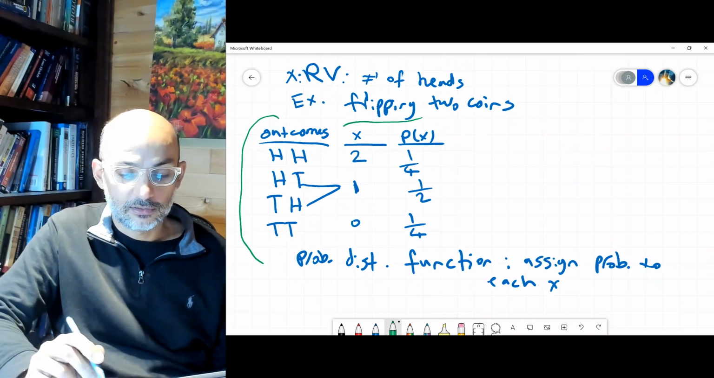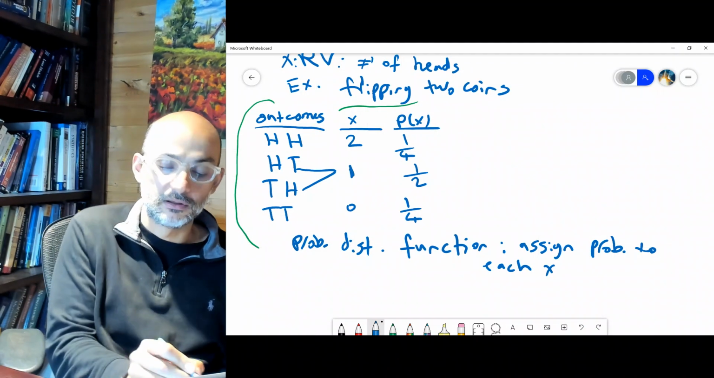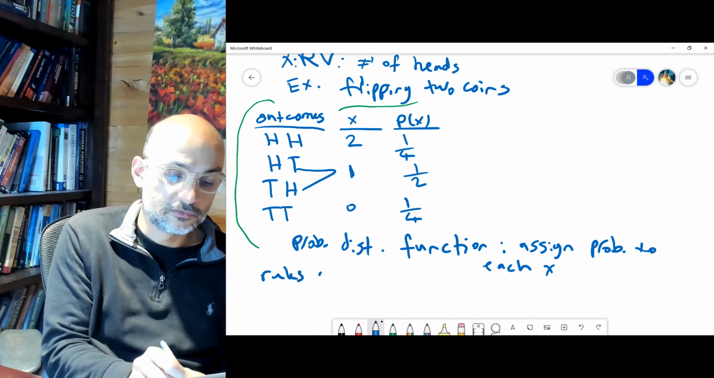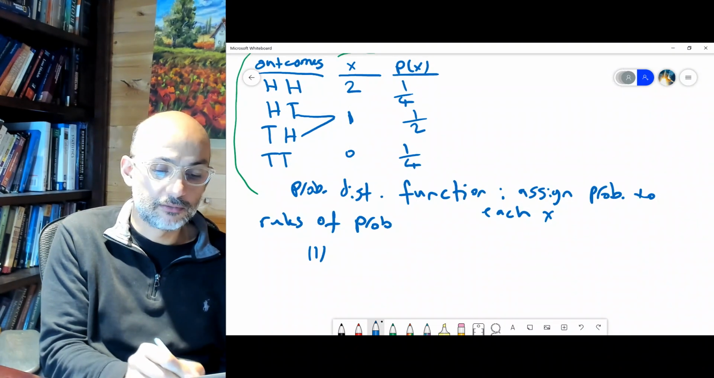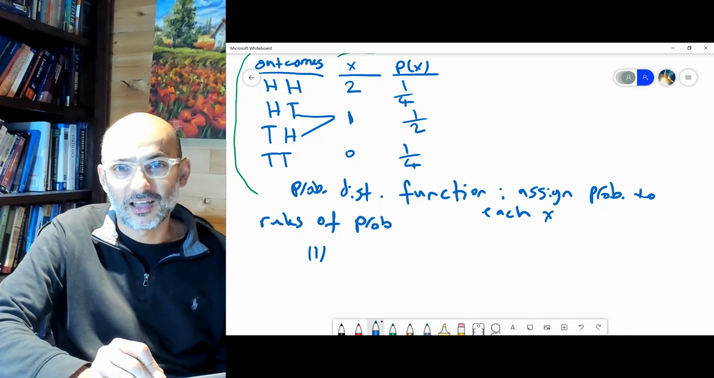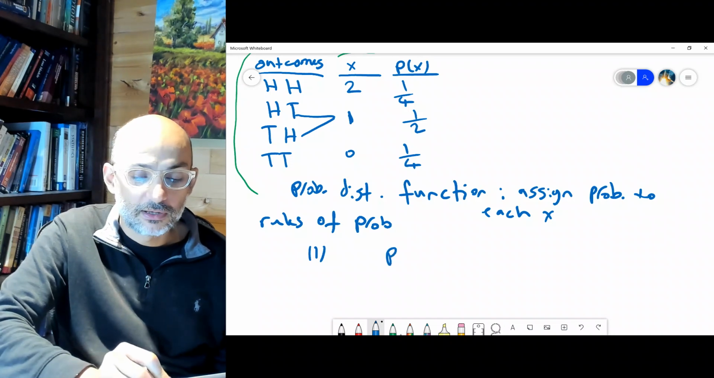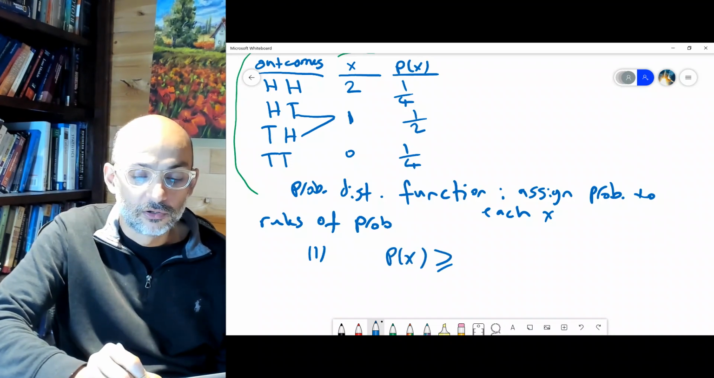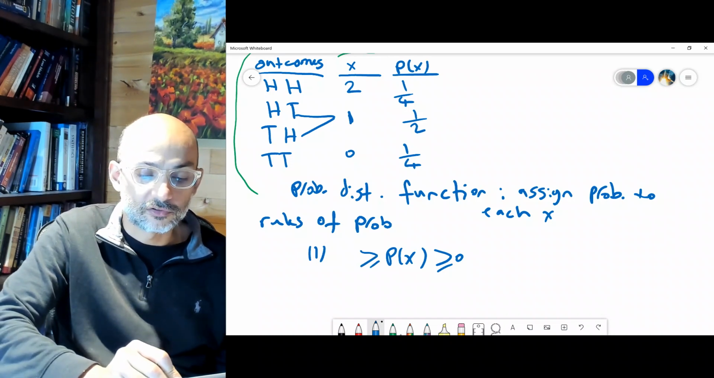Now I want to start defining some of the rules of probability quickly. The first rule, very important to recognize: probability is always positive. You cannot have a negative probability, like the probability it will rain tomorrow cannot be minus. So the probability of X must be greater or equal to 0, and it should be bounded as well, obviously less or equal to 1.